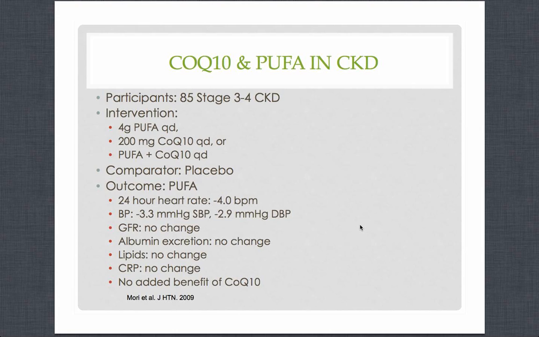This is a clinical trial of either polyunsaturated fatty acids, CoQ10, or the combination of polyunsaturated fatty acids plus CoQ10 compared to placebo. The outcome in both of the groups that got polyunsaturated fatty acids were a reduction in heart rate, a small reduction in blood pressure, no change in glomerular filtration rate, no change in albumin excretion, no change in lipids, no change in C-reactive protein, no added benefit of CoQ10. So there's a lot of great theories for why polyunsaturated fatty acids may be helpful in chronic kidney disease, including endothelial preservation, reduced inflammation, making more fluid cell membranes, etc. But in actual fact, other than a slight change in blood pressure, the findings were not very strong.